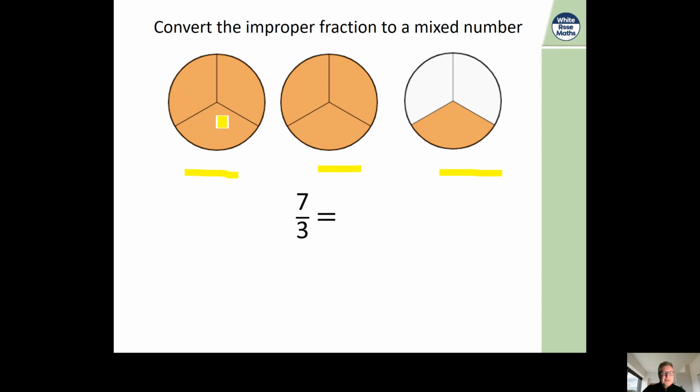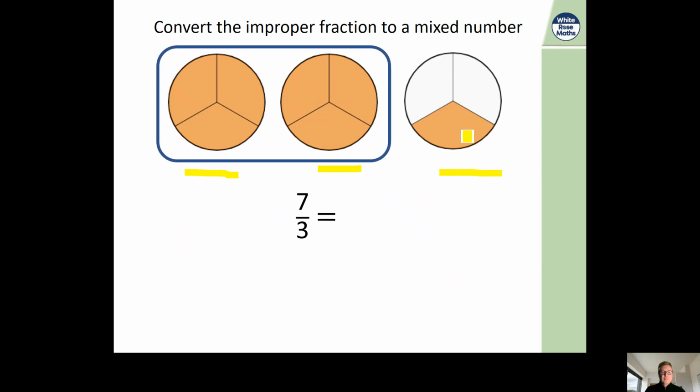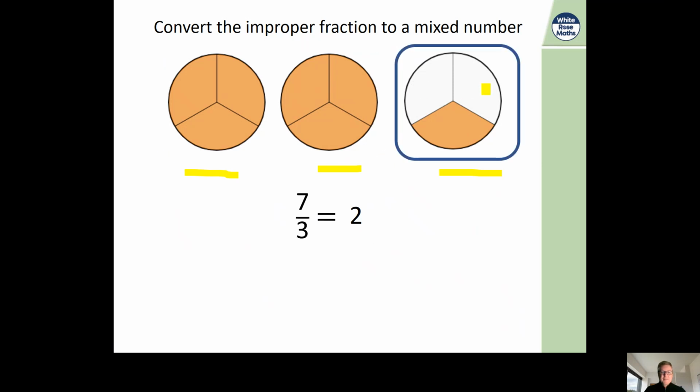What does this represent? Have a think. So that's 2 wholes. And over here we have 1 part shaded out of 3 equal parts. So a third. So the mixed number is 2 1/3.